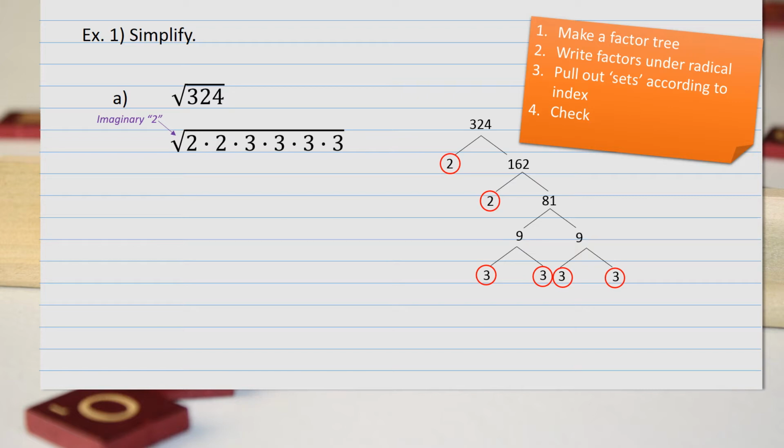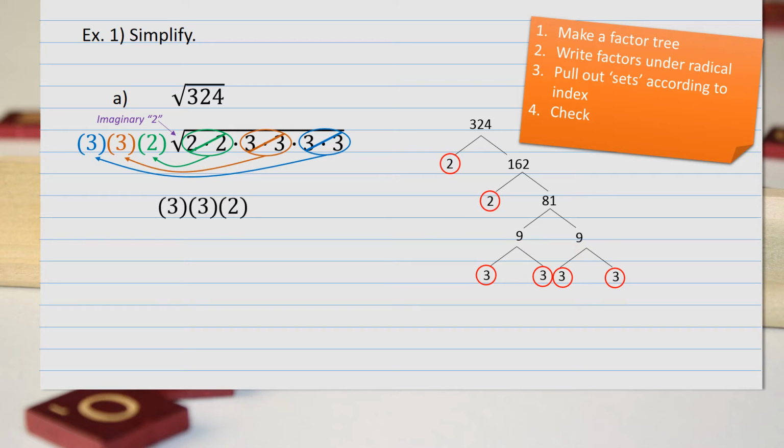So step 3 says pull out sets according to the index, and it means we're going to have sets or pairs of values. So let's see if we have a pair of anything under the radical. Notice we have a pair of 2's, so they get to come out of the radical. We have a pair of 3's. They can come out of the radical. We have another pair of 3's. They can come out of the radical. Notice there's nothing left under the radical, but on the outside we pulled out a 3, a 3, and a 2.